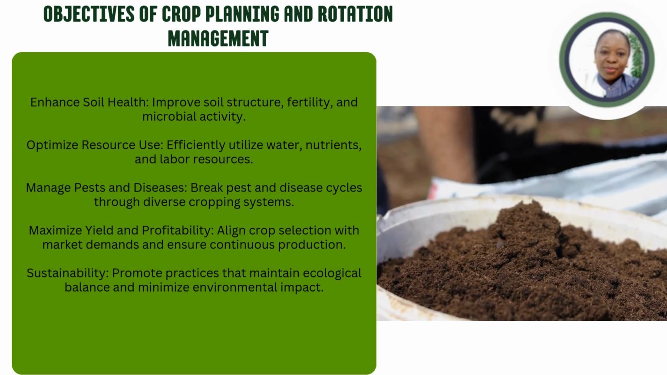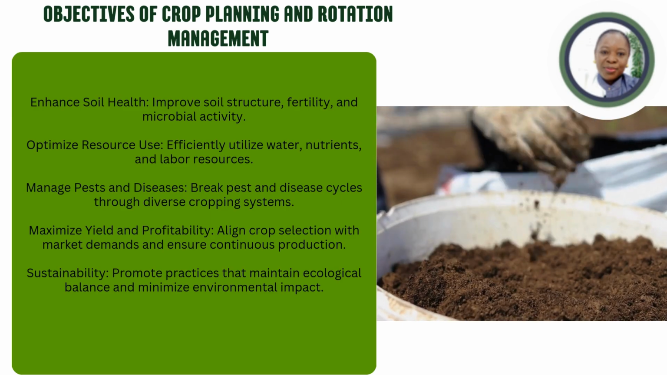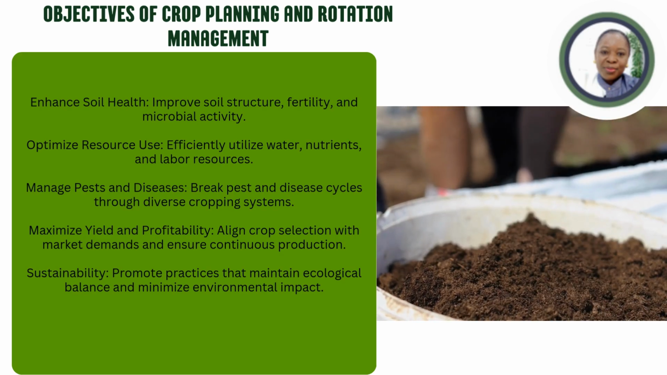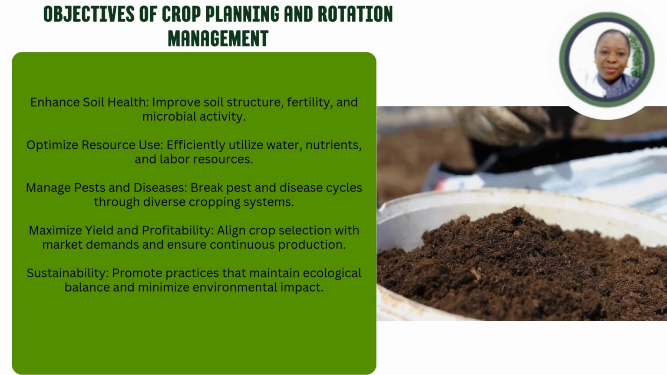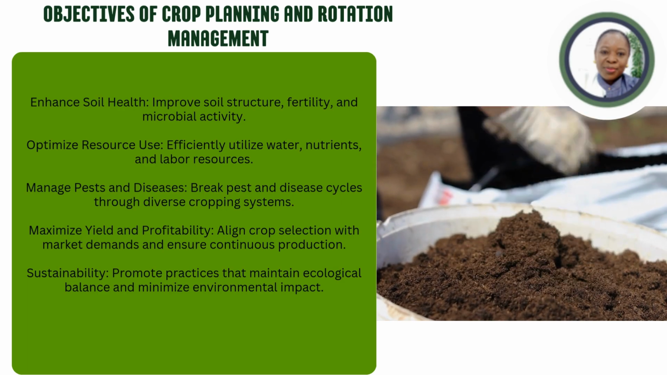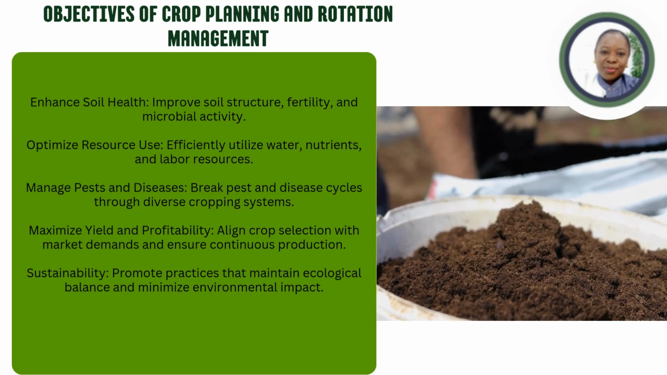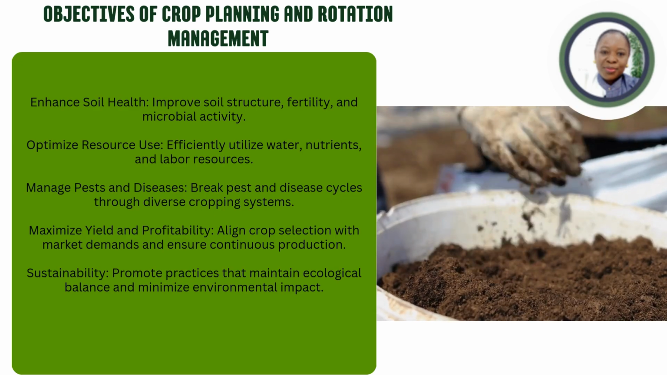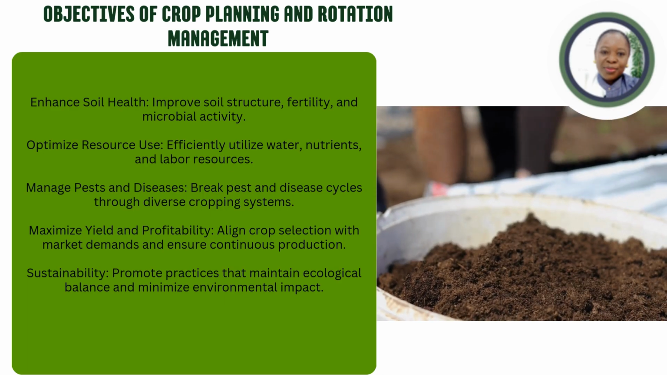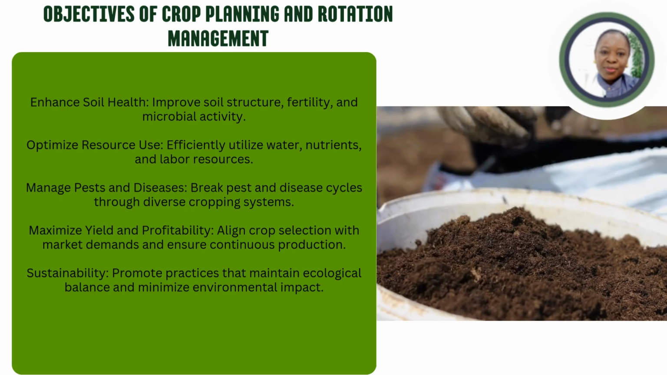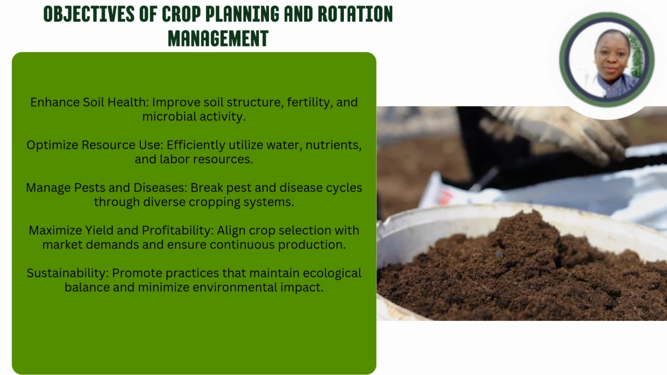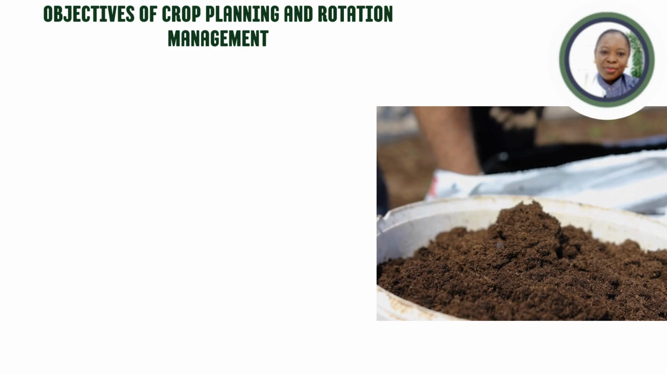Crop management and planning also help to manage pest and disease outbreaks. It breaks the cycles of diseases through diverse cropping systems. Also, crop planning and rotation management helps in maximizing yield and profitability because it aligns with crop selection, market demands, and ensures continuous production. It also helps with sustainability by promoting practices that maintain ecological balance and minimize environmental impact.